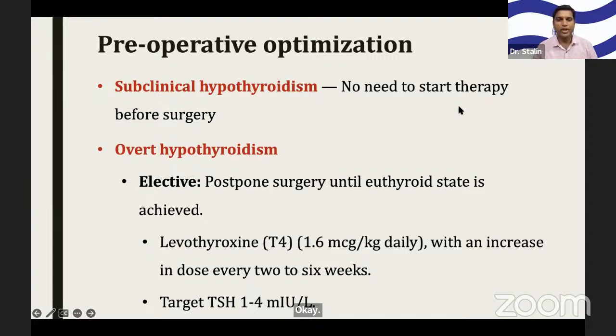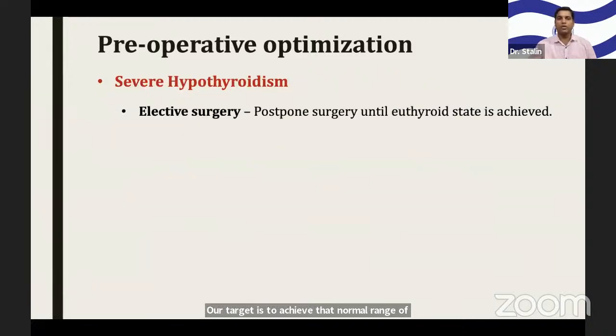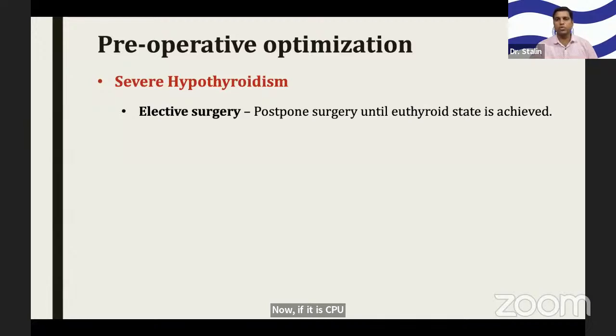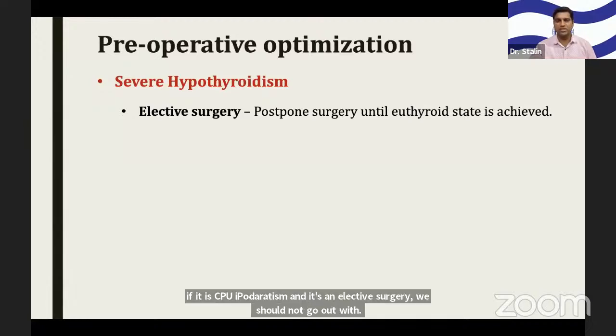If it is overt hypothyroidism, you can postpone the surgery until the euthyroid state is achieved. Meanwhile, we are going to start levothyroxine at a dose of 1.6 mcg per kg as soon as possible, with an increase in dose every 2 to 6 weeks. So what is our target? Our target is to achieve the normal range of TSH, that is around 1 to 4 milli-international units per liter. Now, if it is severe hypothyroidism and it's an elective surgery, we should not go ahead with surgery. We should postpone the surgery until the euthyroid state is achieved.